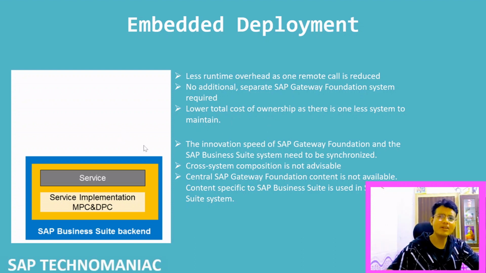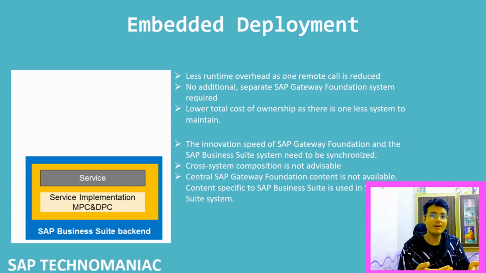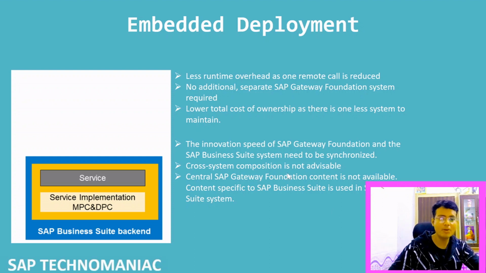But what is the disadvantage if you do the embedded system? The innovation speed of SAP Gateway Foundation and SAP Business Suite needs to be synchronized. We can't update our backend component or front end component independent of each other. That's a very important thing. Suppose with Fiori, we can't have the latest Fiori version along with our latest backend, because we have to improve our gateway also along with our Fiori innovation. So we can't synchronize all these things. So cross system composition is not possible.